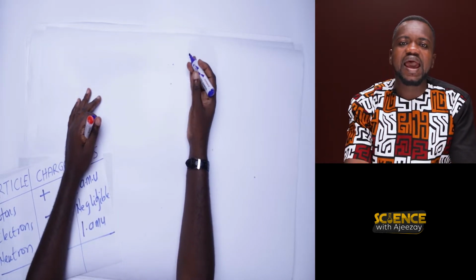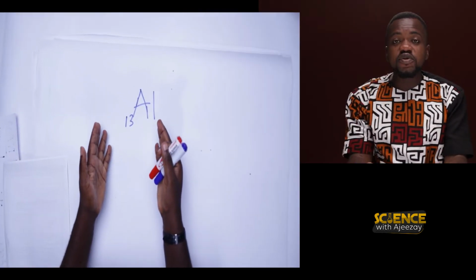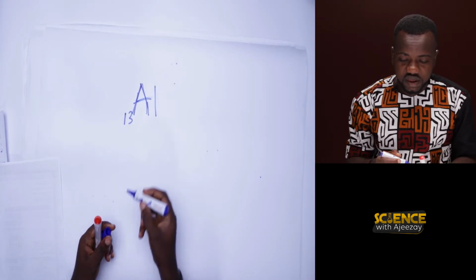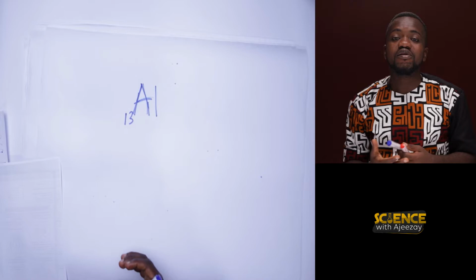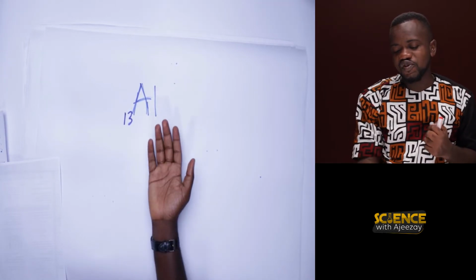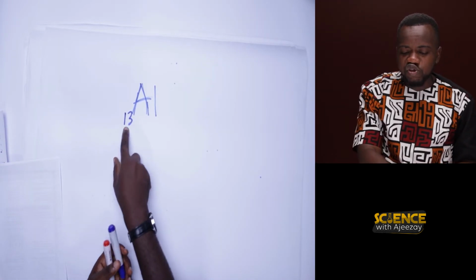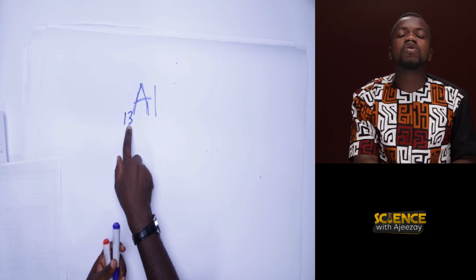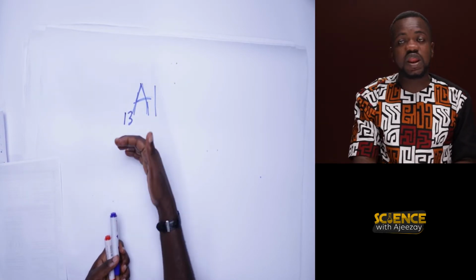Let's take aluminium as the X. Aluminium, Al, is the 13th element. So the atomic number of aluminium is 13. So we have our 13 here. And I said the mass number, you can get it this way. Sometimes it could be given to you, but to get it easily, when the atomic number is odd, you multiply by 2, then you add 1. But when the atomic number is even, you just multiply by 2, and that is the mass number.